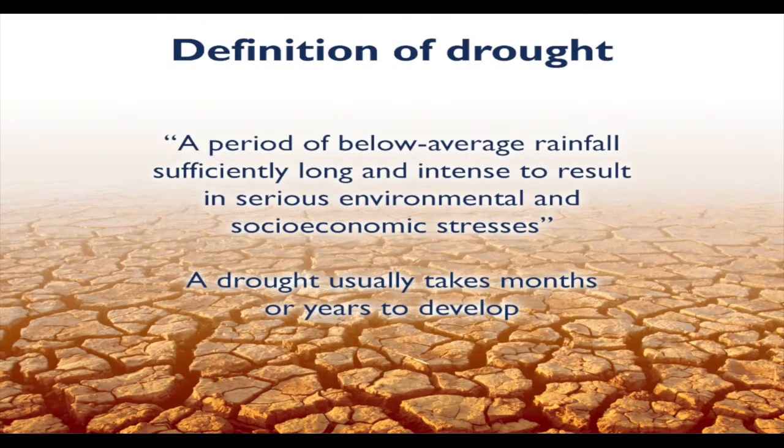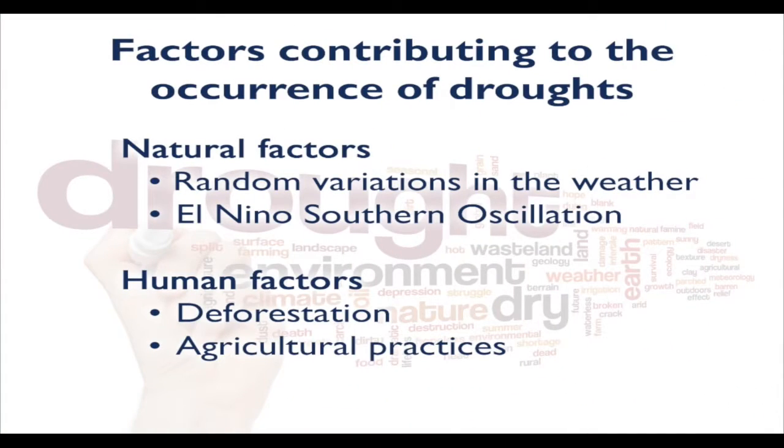So first off, our definition, we always start with that: a period of below average rainfall sufficiently long and intense to result in serious environmental and socio-economic stresses. In particular, we're worried about those health stresses, right? Those health impacts. And a drought usually takes months to years to develop, and we'll talk more about the importance of that observation.